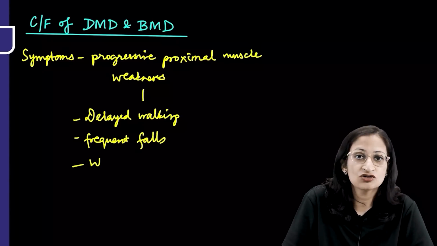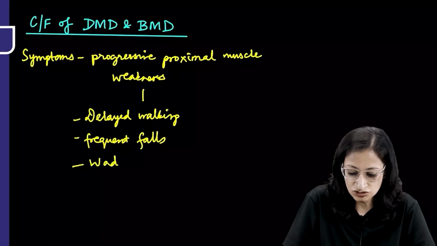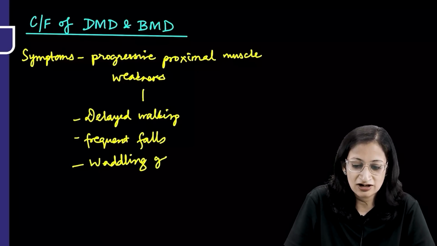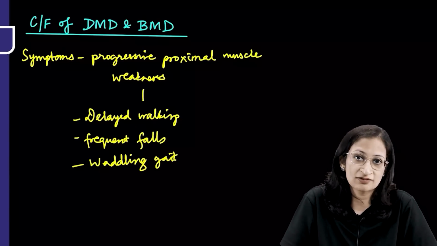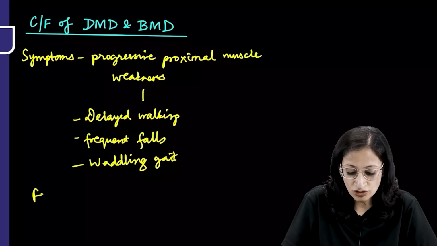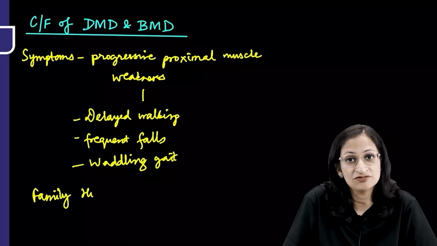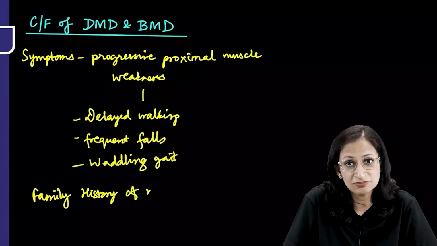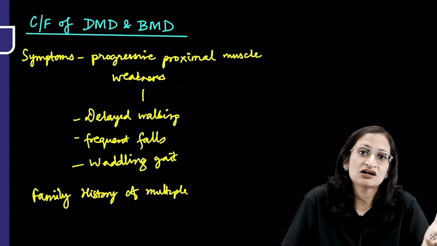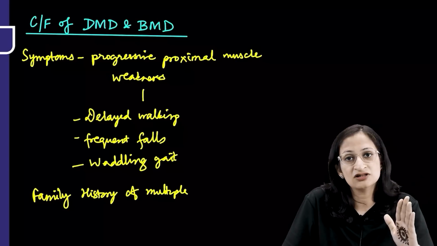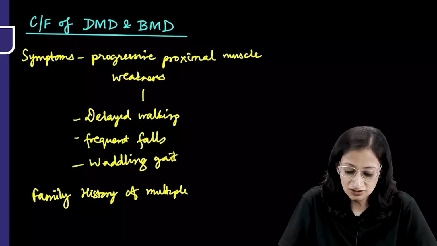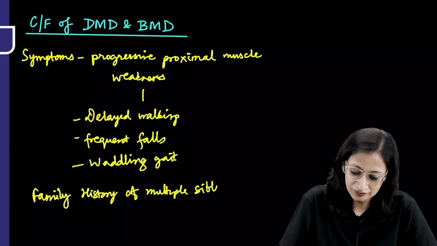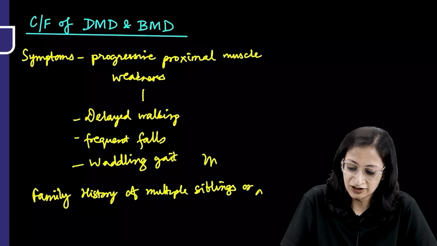There may be a waddling kind of a gait, because of again this proximal muscle weakness. So there can be a waddling or duck-like gait. Early weakness of neck flexors, so difficulty in raising the head, also can be present. And importantly, a family history is many a times available. So family history of multiple siblings affected, or maternal uncles, that means the brothers of mother may be affected, mother being a carrier, because it is X-linked recessive inheritance.